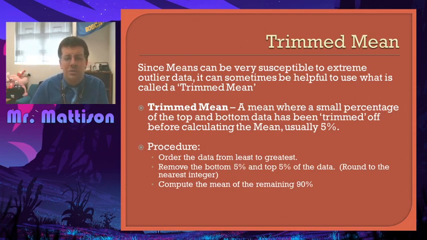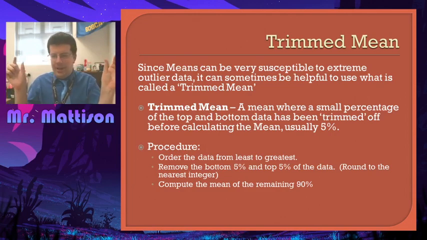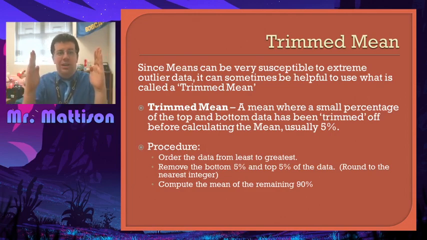So we can do what's called a trimmed mean, right? We typically will cut off the top 5% and the lower 5% of our data. So we, again, order it from least to greatest. Once we are ordered, we then take off the top 5 and the bottom 5 and just look at what is left and then find the mean of that.